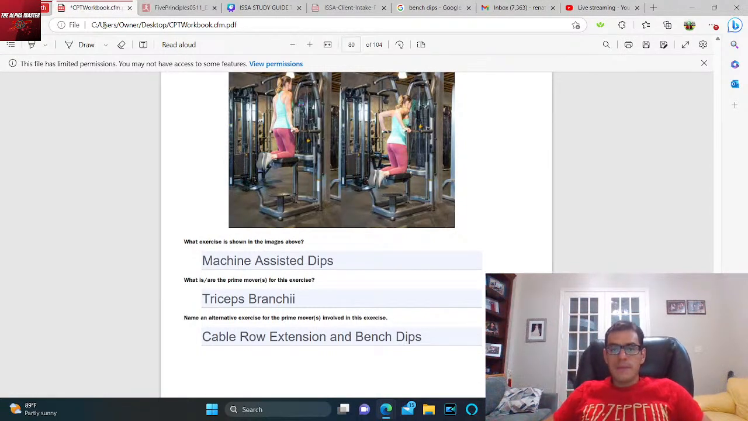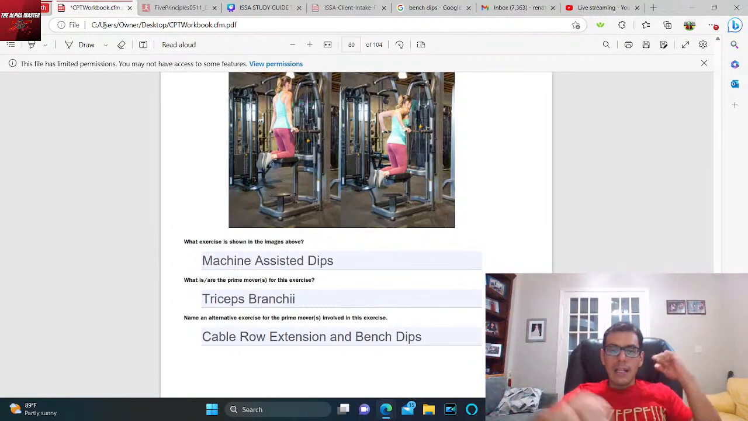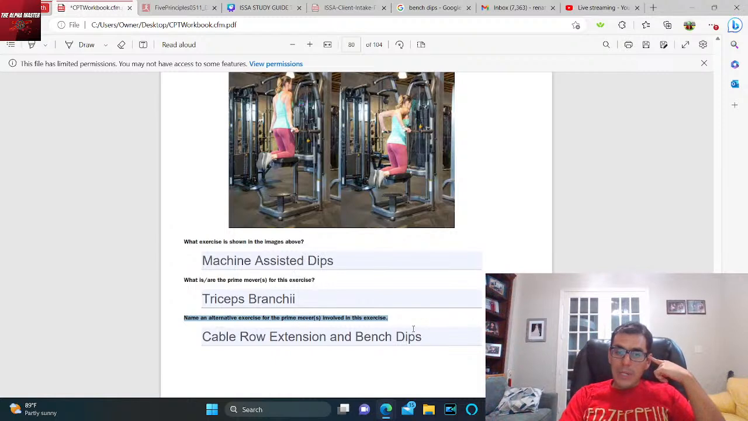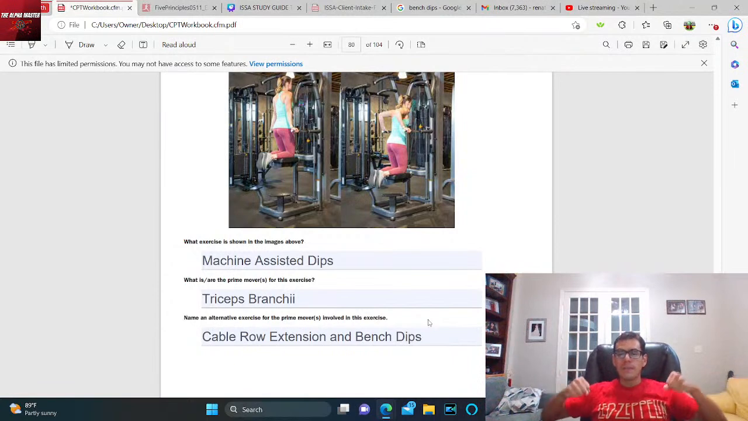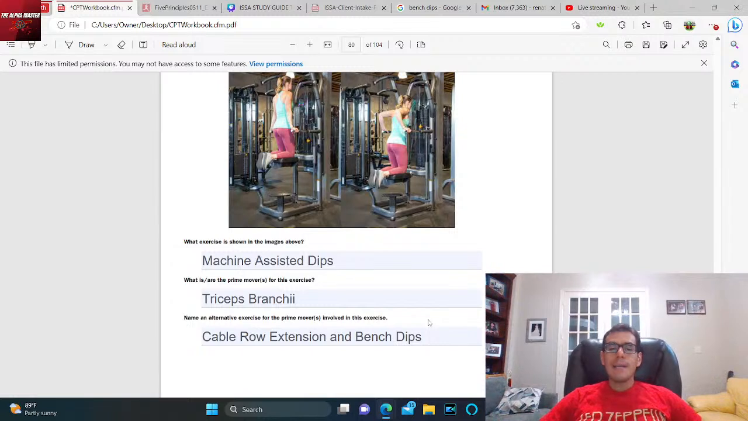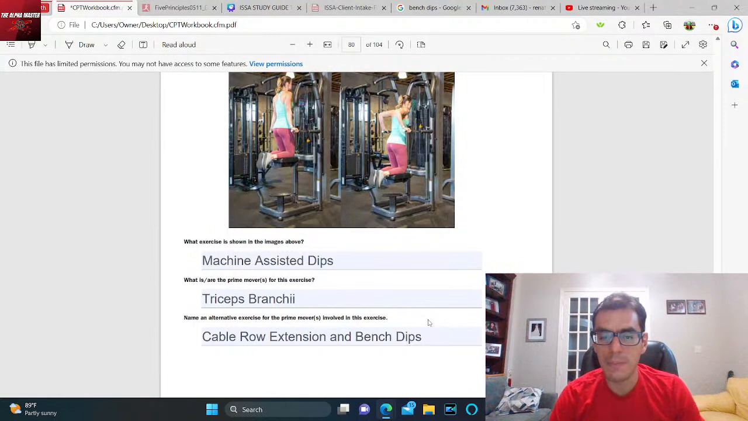The exercise shown in the images above is going to be the machine-assisted dips. The prime movers in this exercise is going to be the triceps brachii. And an alternative exercise for the prime movers involved in this exercise are going to be the cable row extension and the bench dips.